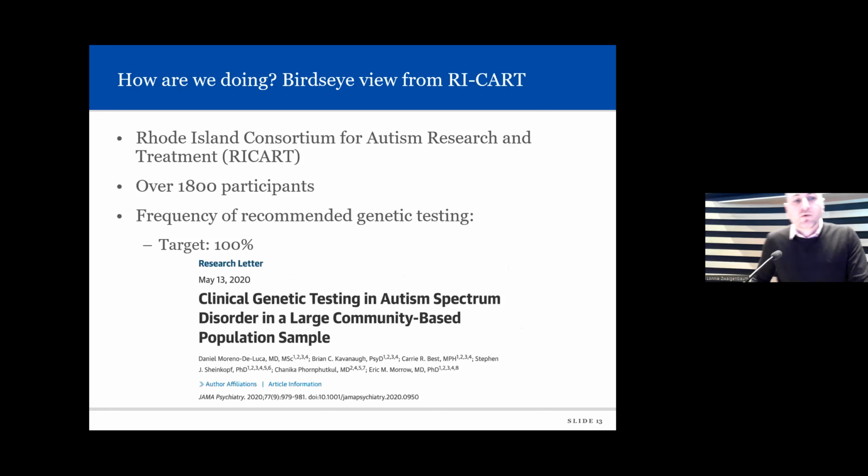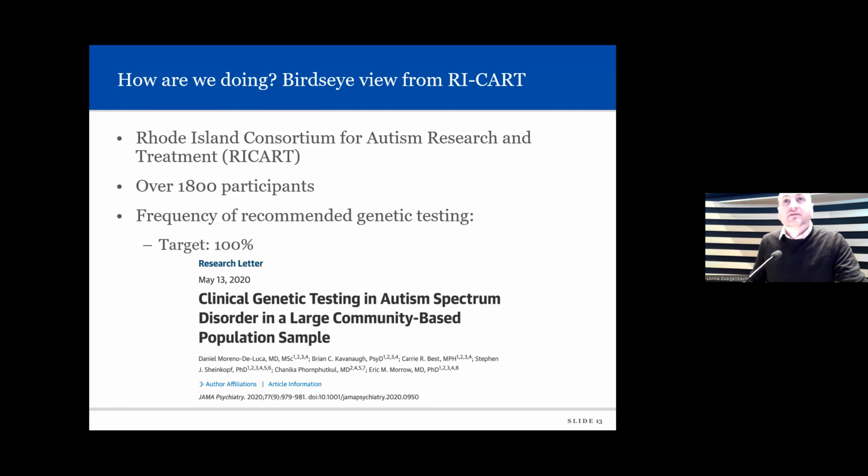Now, how are we doing? Not so great, unfortunately. That's the punchline. So we looked at this information in the Rhode Island Consortium for Autism Research and Treatment. This is a very large research study of autism participants back in Rhode Island and Brown University, which is where I was before coming here. And we had about 1,800 participants, and we wanted to look at the rate of adoption of genetic testing.